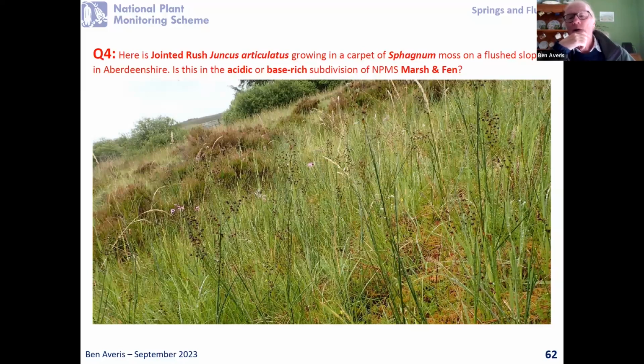So jointed rush in itself would take us in the direction of the base-rich subdivision because it likes neutral to base-rich soil. It's got sphagnum growing in it. I'm not going to wait for a whole load of answers in any kind of official question and answer session, so as not to slow us down. But it's an understandable dilemma that somebody might be in when faced with this. Sheets of sphagnum growing under jointed rush.